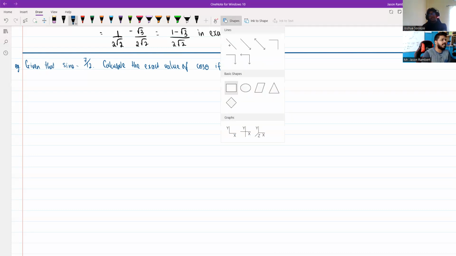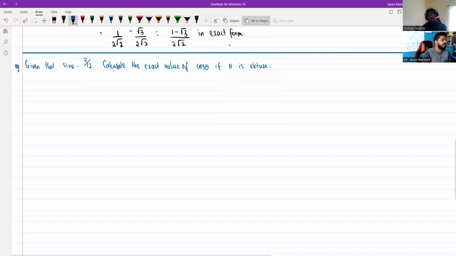As soon as I see sine theta, that should be the first thing that comes to mind. A right-angled triangle, where this angle here is theta. Sine of theta is opposite over hypotenuse. Perfect. I can use Pythagoras' theorem to figure out what the adjacent is.